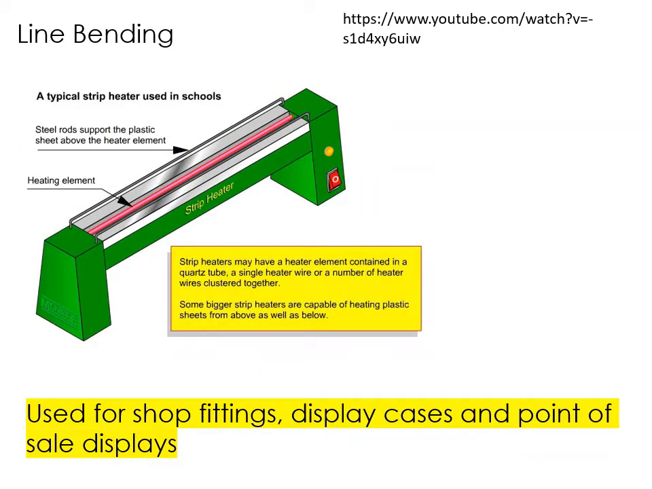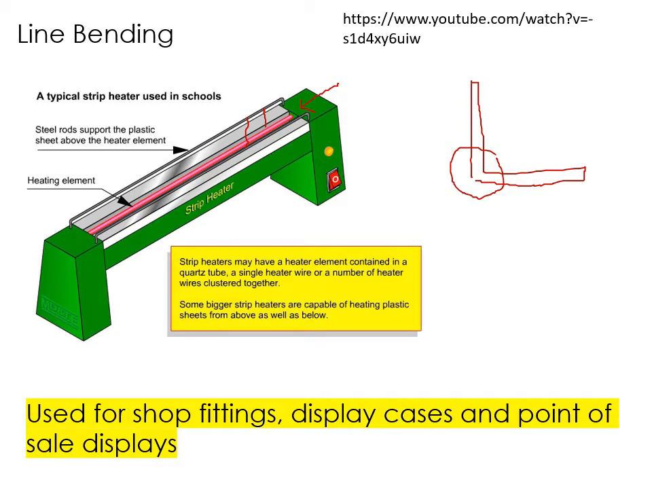This one again is very, very simple. Line bending: we have a machine here called a strip heater, and this bit is basically a hot wire. So there's some heat coming off here. You put the material over the top and it allows you to create really easy right angles like this. So this is the kind of thing that you can do. You can basically bend acrylic up into different types of shapes.